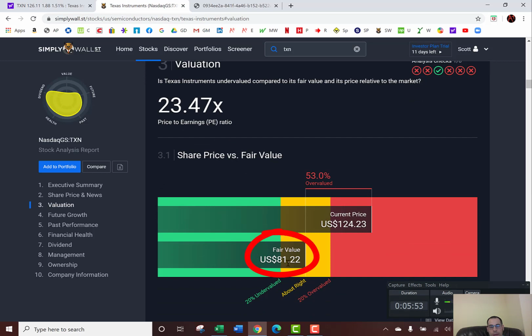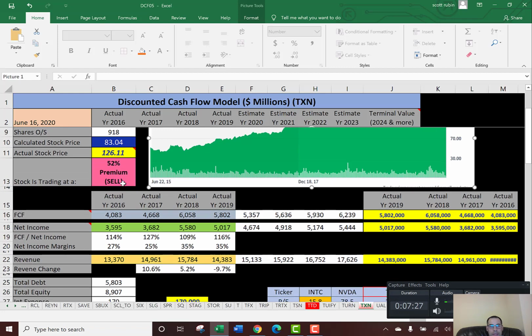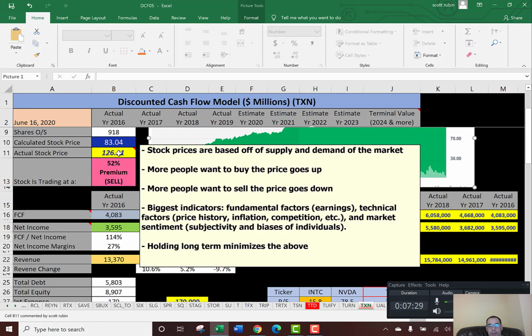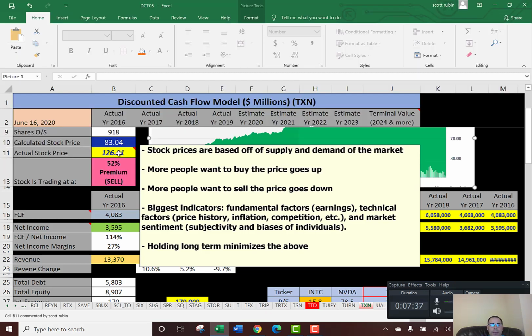They calculate $81, so that's pretty close to mine. It seems like their numbers are usually fairly close to mine. I think they use a similar valuation technique. A lot of people look to different things when figuring out the stock price. I use fundamentals, which is what we went over, the earnings, the revenue, net income, all the ratios. But some people use market sentiment, just how they feel about the company.